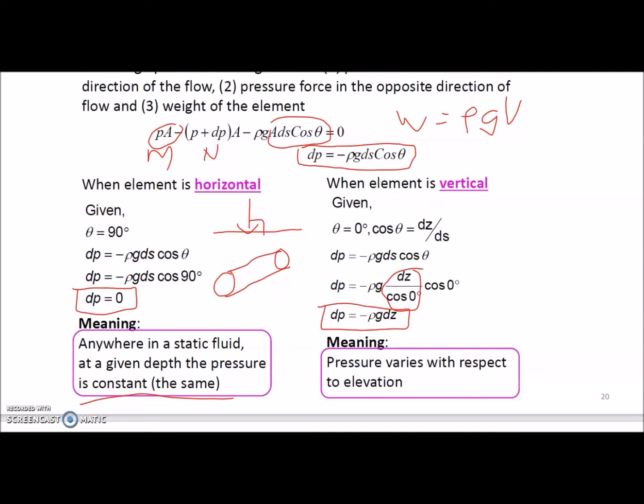What is the meaning of this? Pressure varies with respect to elevation. When there is elevation in the pipeline, the pressure is also different. So for the same pipe, when we see it from the side, we will see the elevation. When viewed from above, horizontal, we cannot see the elevations. That's why the change of pressure is 0. For vertical, it's not 0.